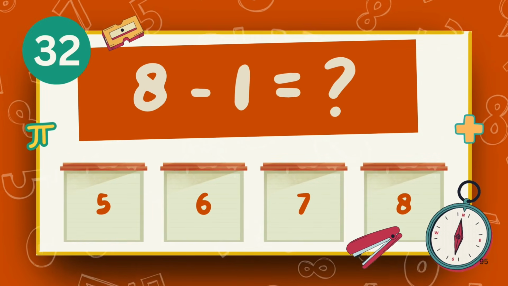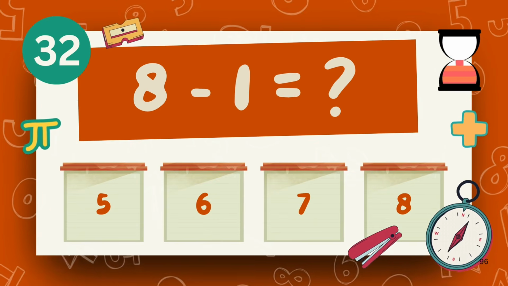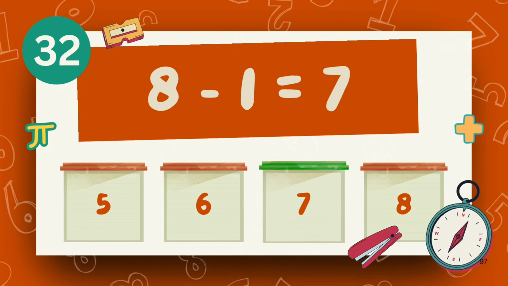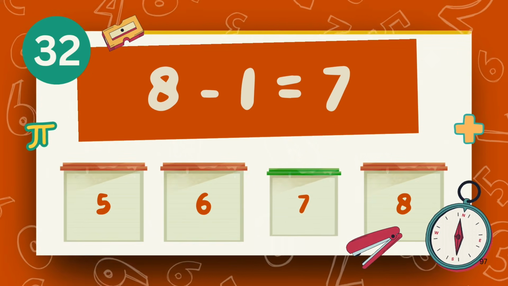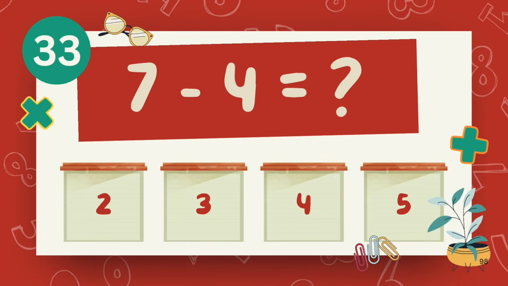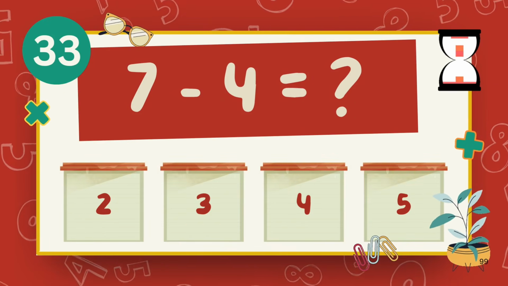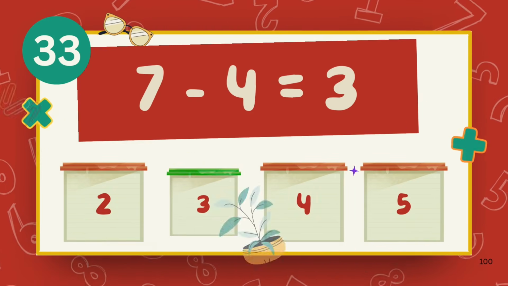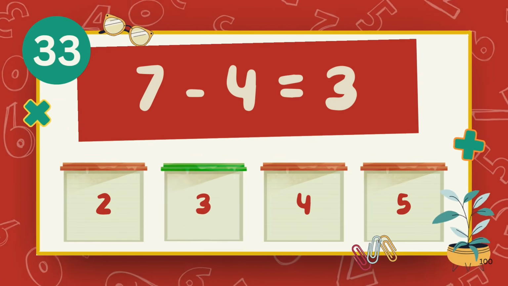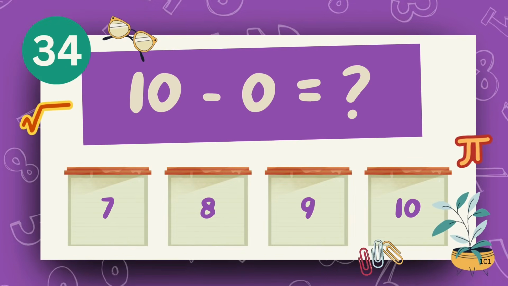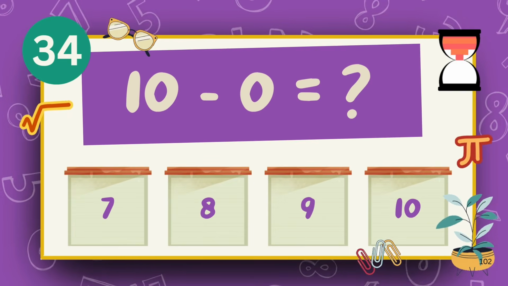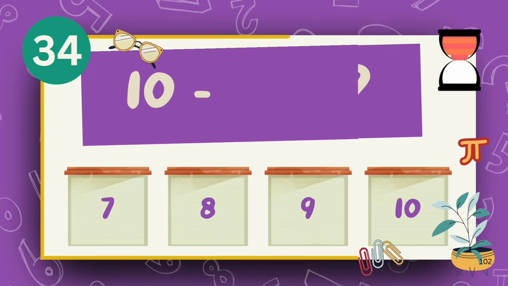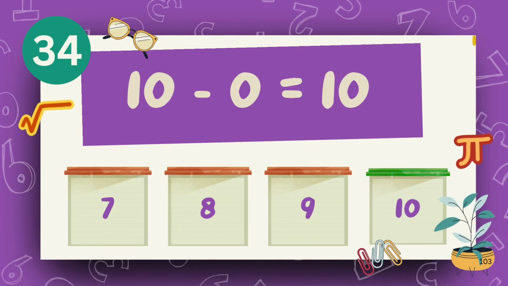What is 8 minus 1? The answer is 7. What is 7 minus 4? The answer is 3. What is 10 minus 0? The answer is 10.